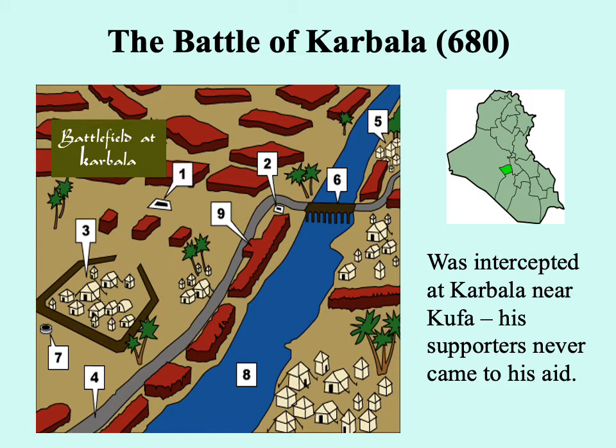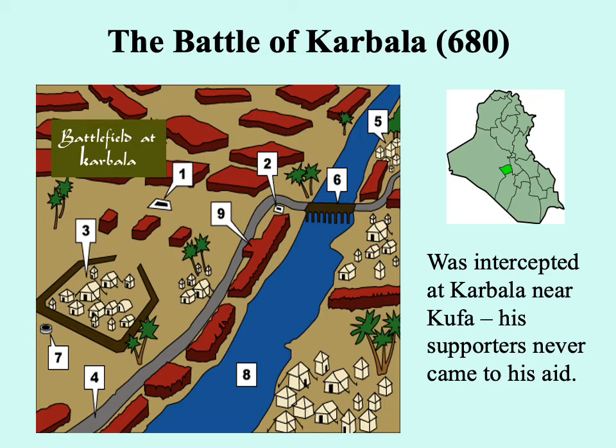Unfortunately for Hussein, word gets back to Damascus, to the Umayyads there, regarding this expedition, shall we say. And before Hussein and his followers can get to Kufa, they're intercepted at a place called Karbala, which you can see marked there on a map of modern-day Iraq. This takes place in 680.